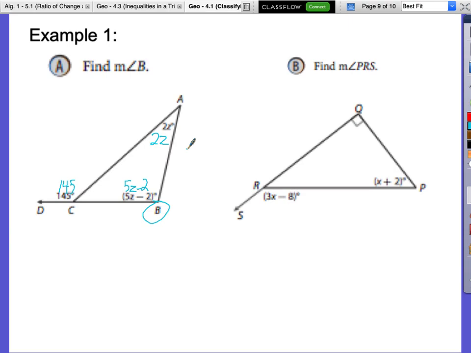Okay, what do you think? 145 is a straight line on the other side. This one will add up to 180 with it? Okay, Abby's saying that we can take 180 minus 145 and say this angle is 35 degrees. Okay, you could do that. How would that help us now?